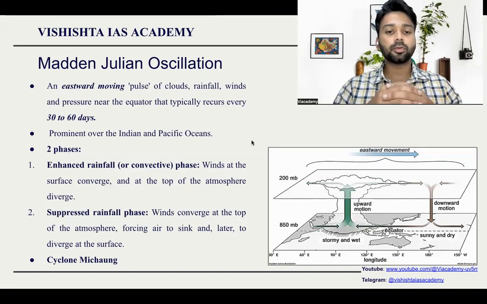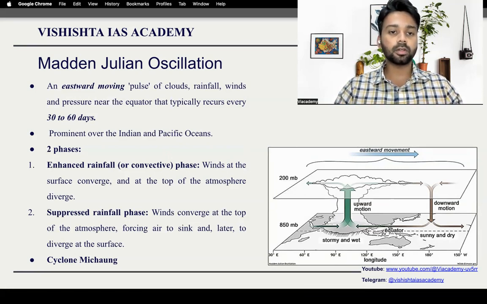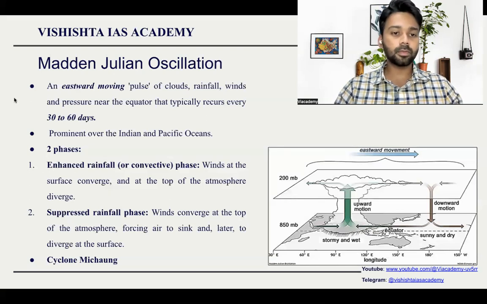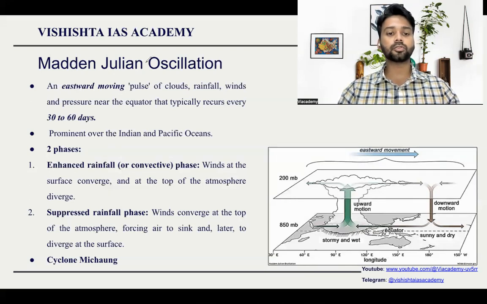So recently there was this cyclone which affected Chennai and the surrounding areas, which caused a lot of havoc and a lot of financial and human losses also. So Madden-Julian oscillation is one important factor which came into light at this point of time. From your geography perspective, Madden-Julian oscillation becomes extremely important, especially in prelims, because these kinds of concepts are usually asked in the prelims examination. So what is this Madden-Julian oscillation?